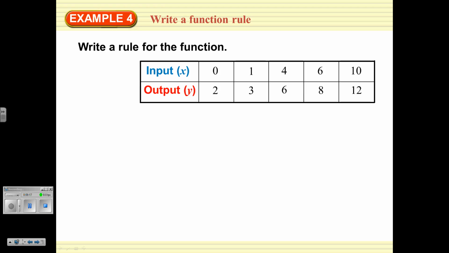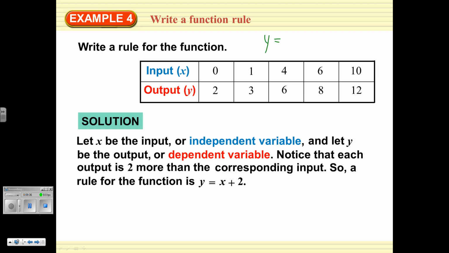All right, now they're going to give us the inputs or the x values and the y values, and they want us to figure out what the function is or what the function rule is. In other words, they want us to say y equals what? What are we doing to the x's to get the y's? So let's look at what they're doing. So we're going to consider x as the input or the independent variable and let y be the output or dependent variable.